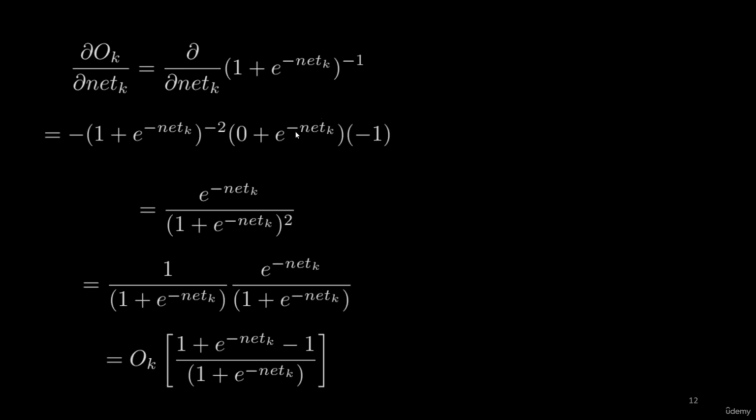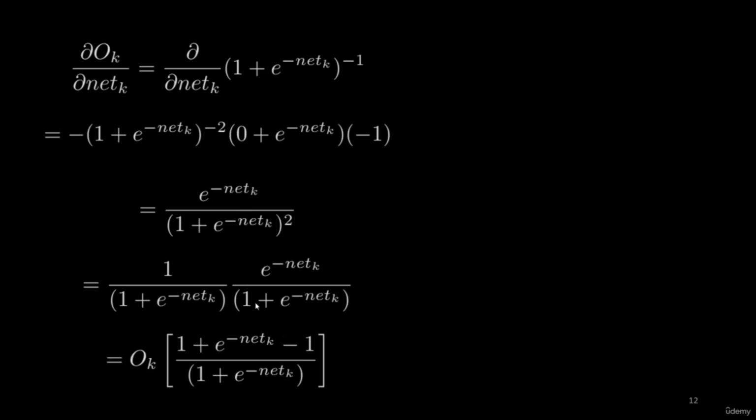Then we calculate the derivative of minus net k, which was minus 1. That -1 and -1 will become plus, and by rearranging, we will get this term. Then we split this square into two terms, that is 1 plus e raised to power net k and 1 plus e raised to power net k. Then we replace this term by ok, and then we add +1 and then we subtract -1.